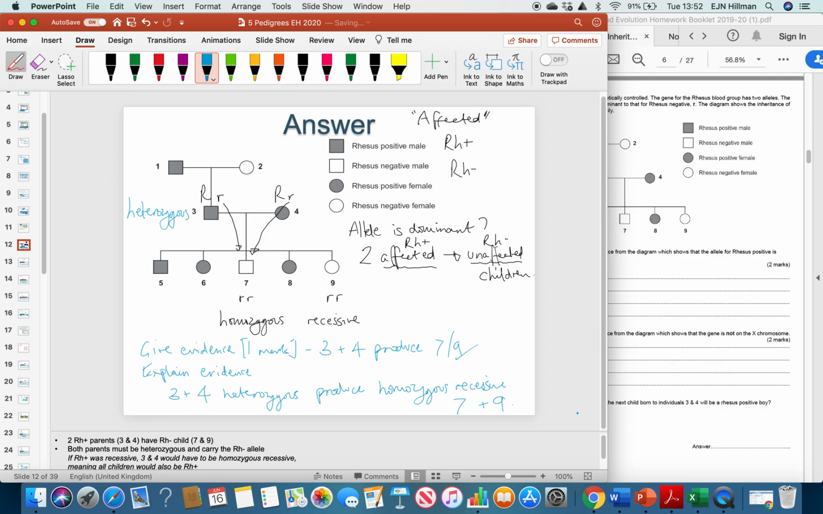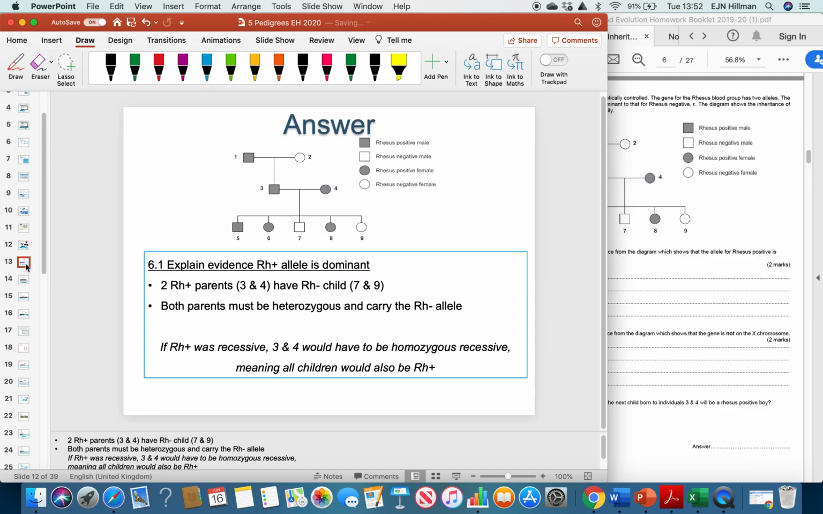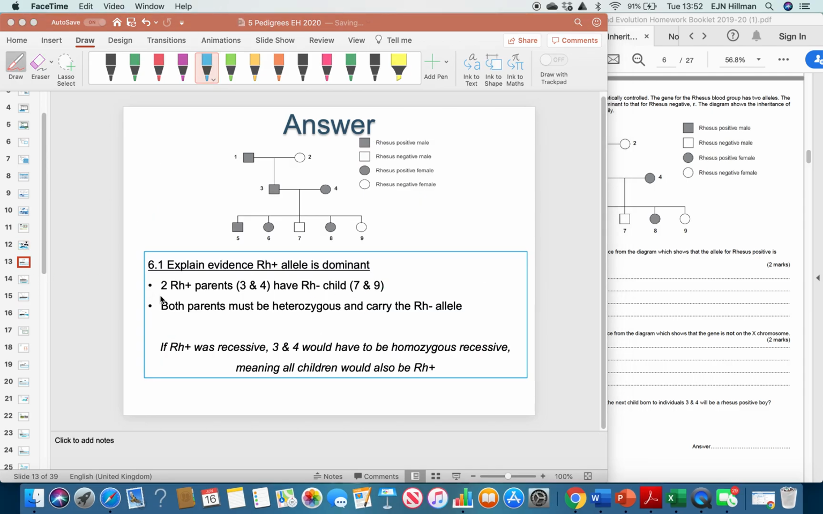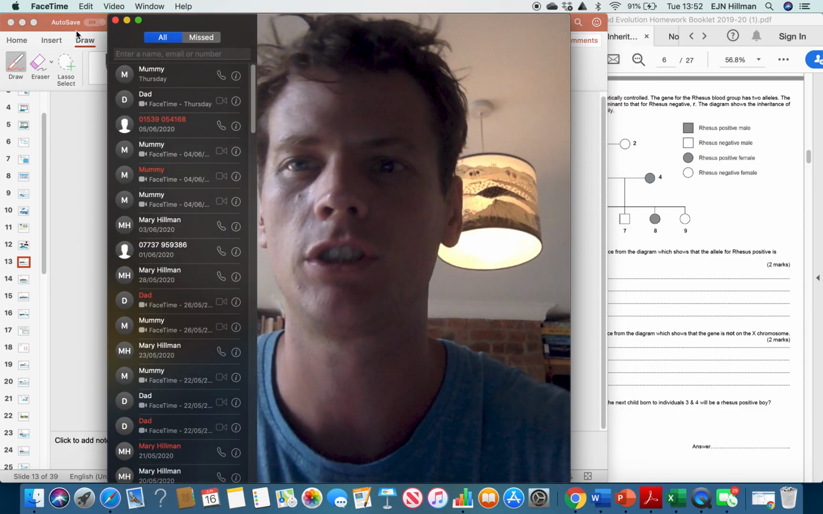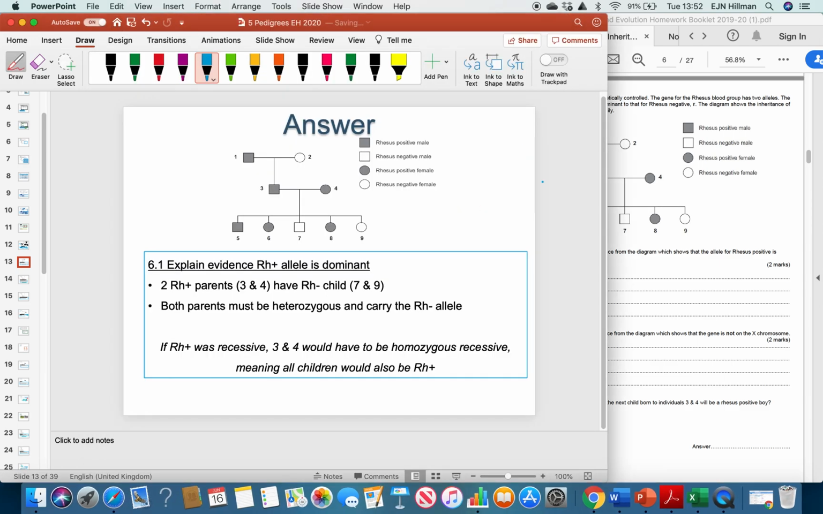Okay, so here's the mark scheme for that. 2 rhesus positive parents, 3 and 4, have a rhesus negative child, 7 and 9. Both parents must be heterozygous and carry the rhesus negative allele.